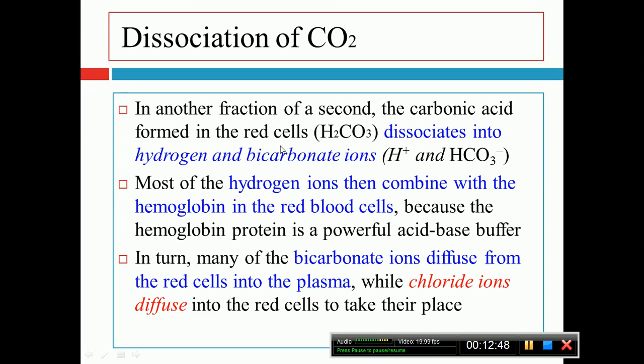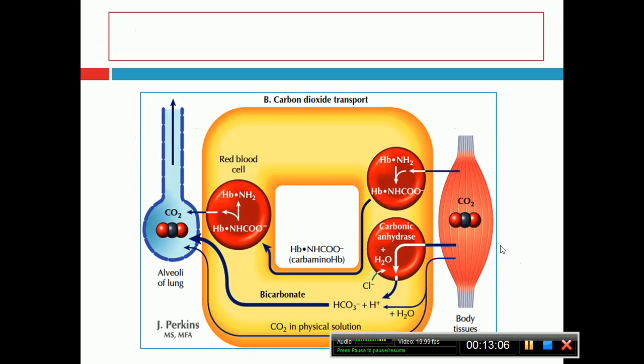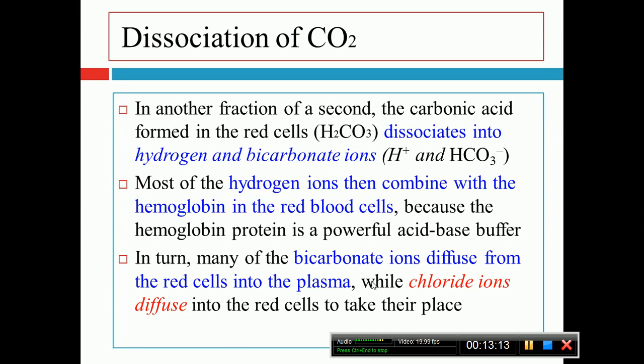Most of the hydrogen ions then combine with the hemoglobin in the red blood cell because the hemoglobin protein is a powerful acid-base buffer. In turn, many of the bicarbonate ions diffuse from red cells into plasma, while chloride ions diffuse into red cells to take their place. So that is here, you can see this. What actually happens? Bicarbonate ions diffuse from red cells into plasma, while chloride ions diffuse into RBCs in place of bicarbonate. So what is the situation? First of all, what we are currently discussing is transport of carbon dioxide in RBCs.